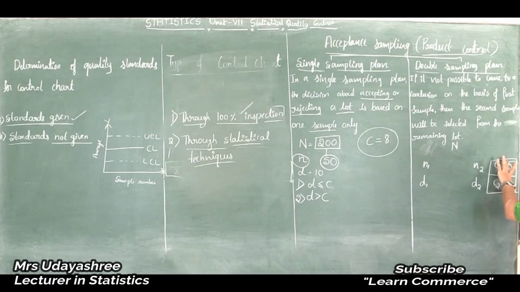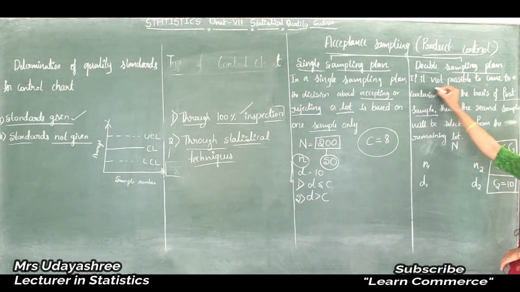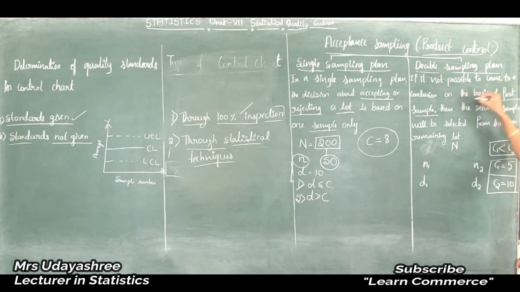Here one condition is there: C1 is always less than C2. You can take any number, but this condition should hold, that is C1 less than C2. Now, first I will check the first sample. If it is not possible to come to a conclusion on the basis of the first sample, then I will check the second set of sample.